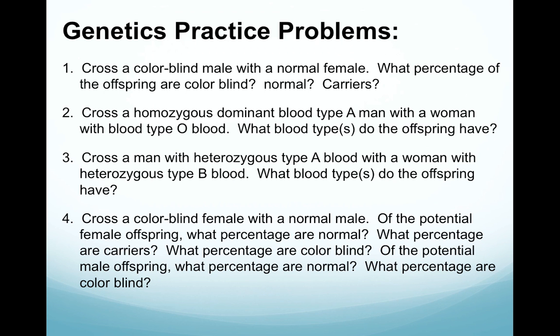Here are some genetic practice problems that you can work through on your own at home. By the time you get done with this chapter, you should be able to do all of these problems and discuss the answers and kind of understand how those answers occur. So make sure you work through these, and if you have any questions about them or if you can't get through them, feel free to email me about that.